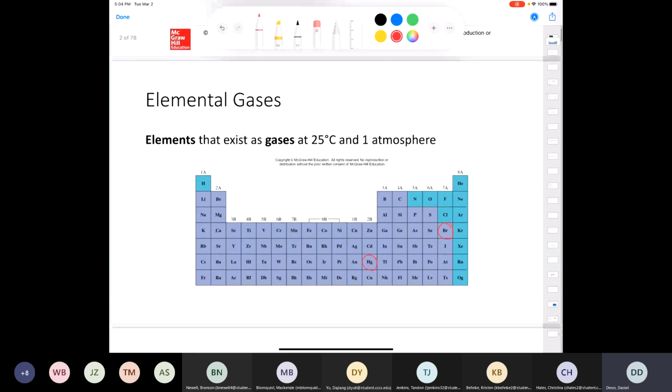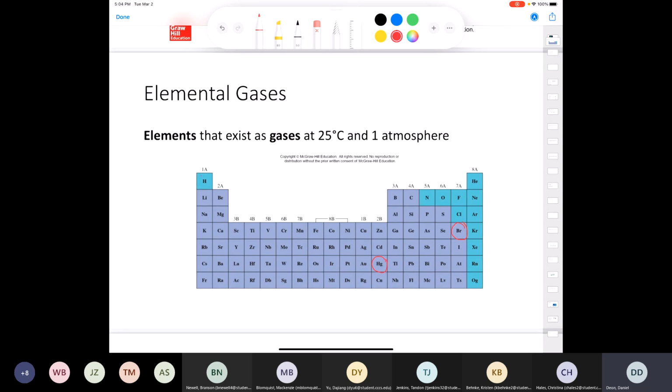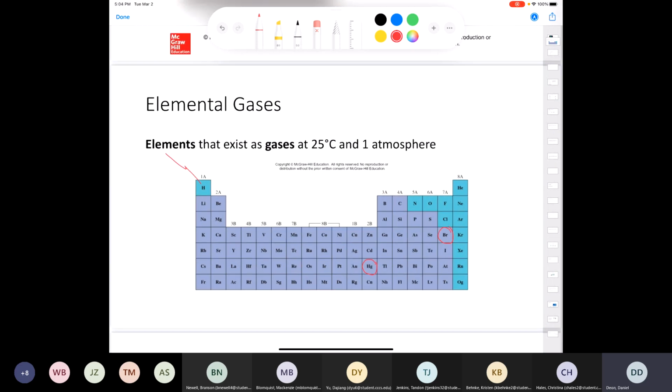And if we take a look at the periodic table and we look at all the elements in the periodic table, you can see the elements that exist as gases at 25 degrees Celsius in one atmosphere, those are the ones that are highlighted in this teal color here. Okay, so anything that's in this teal color, these are gases at 25 degrees Celsius, which we call room temperature, in one atmosphere, which we sometimes call atmospheric pressure.